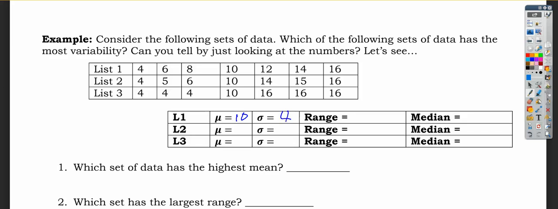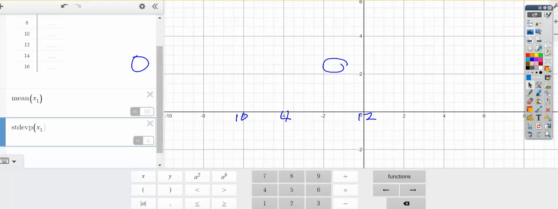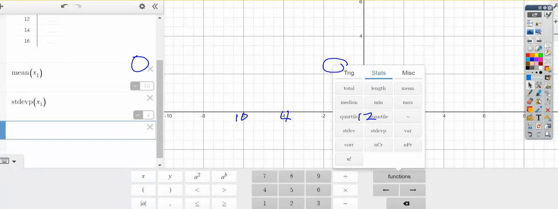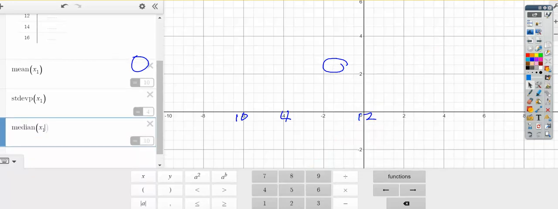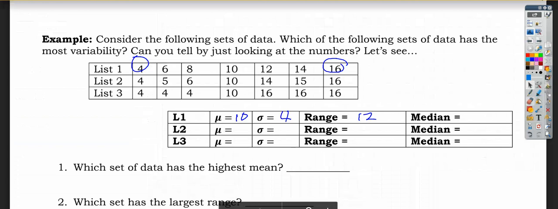Range is pretty easy because this is my max minus my min, so that's 12. If you couldn't figure out your median was the middle, you could even come back to Desmos, functions, median is right there, and type in X1. And again, my median is also 10.